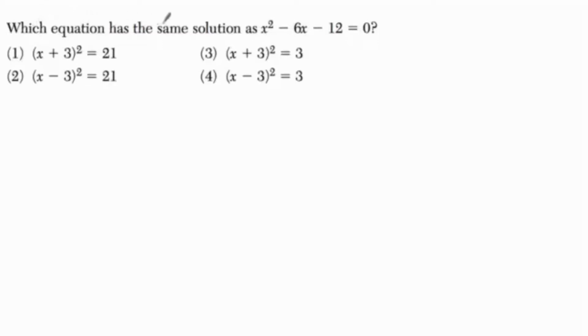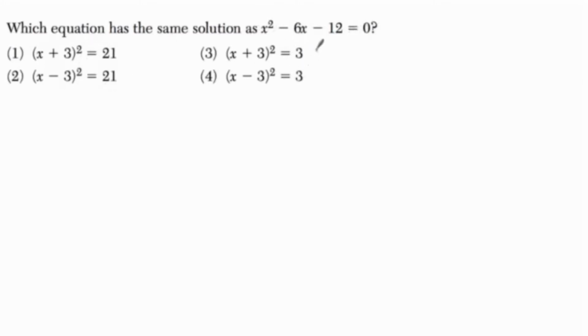Which equation has the same solution as x squared minus 6x minus 12 equals 0? And then there are 4 different answer choices here, all different equations. So the goal of this problem is to figure out which of these 4 equations has the same solution as this equation. So we need to solve this equation, find the solutions, and then figure out which of these have the same solution.